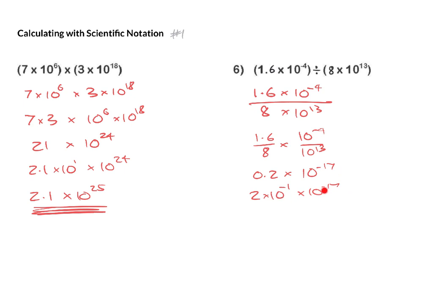Now I can just sort out my powers of 10 here. 10 to the minus 1 times 10 to the minus 17. I add the powers in this case. So it's 2 times 10 to the minus 18. So when dividing, write it as a fraction. Do the ordinary numbers as a division. Do the powers of 10 as a division. Look at your answer. If it's in standard form, great. If it's not, change the first number so that it becomes a number between 1 and 10 multiplied by 10 to a power, and then sort out your powers of 10.